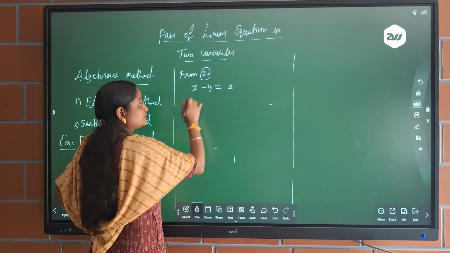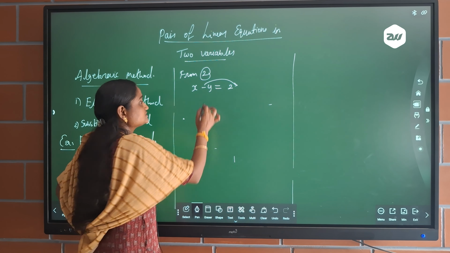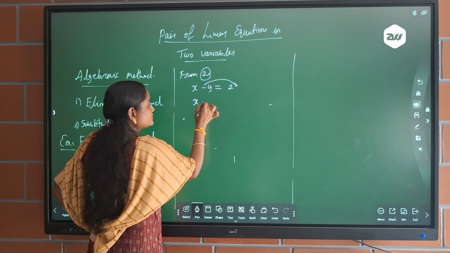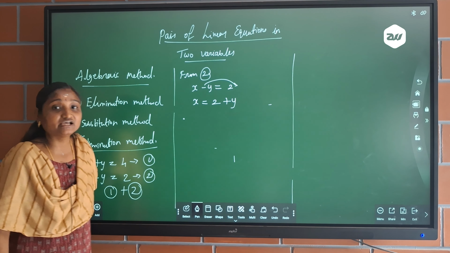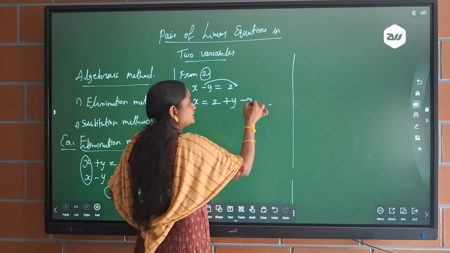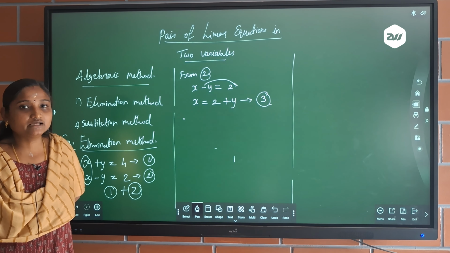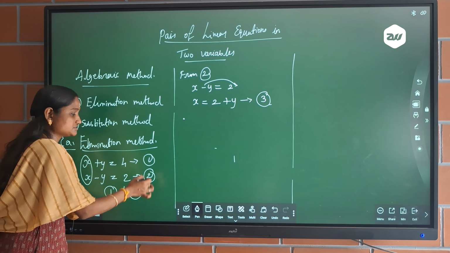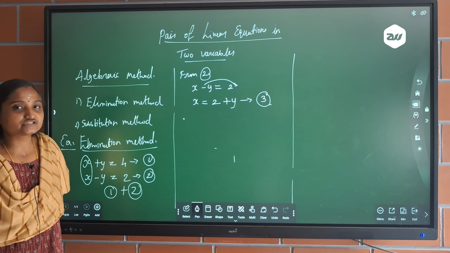Now to find the value of x, this y we want to transpose to that side. So this is minus y. Minus y transposed to that side will become plus y. So x is equal to 2 plus y. Consider this as equation number 3. So we have 3 equations now: first equation, second equation, third equation.